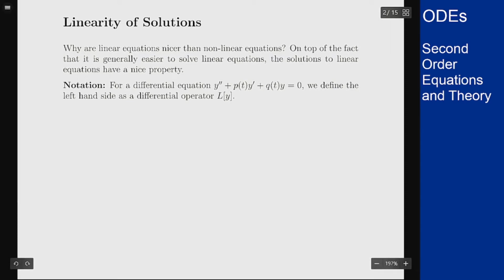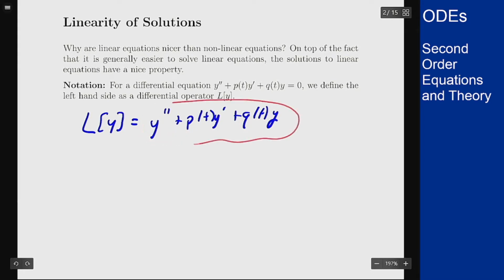For a quick notational thing that we'll use going forward, I have a differential equation of the form y double prime plus p of t y prime plus q of t y equals 0, or equals anything. I'm going to define this left-hand side as an operator, L of y. So in this case, L of y is y double prime plus p of t y prime plus q of t y. Whatever I put in for y means I'm plugging it into the equation. So L means do this stuff to any function I put in there: do two derivatives, then add p times the first derivative, then add q of t times the function itself, and compute that, and that's what L of y is.